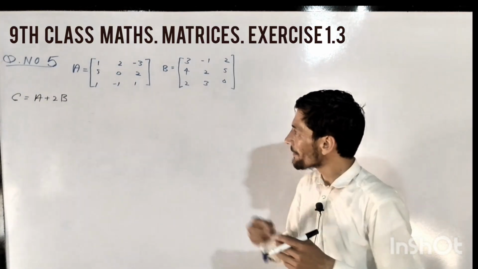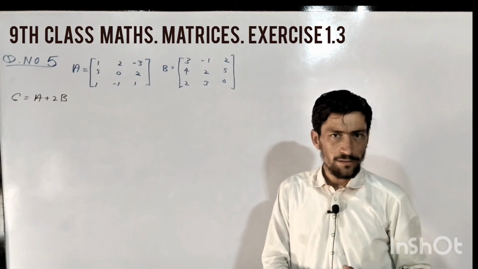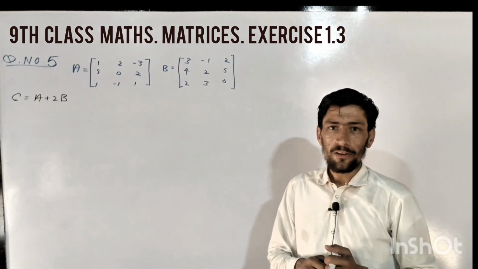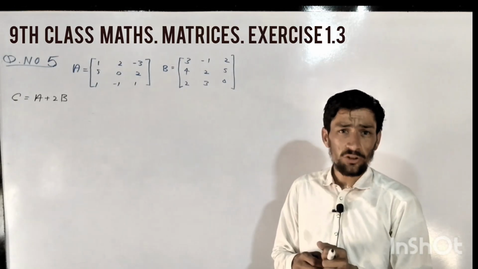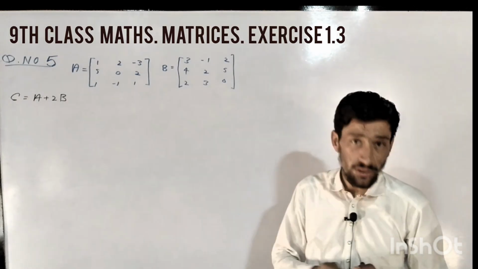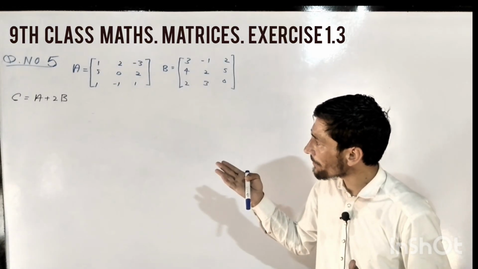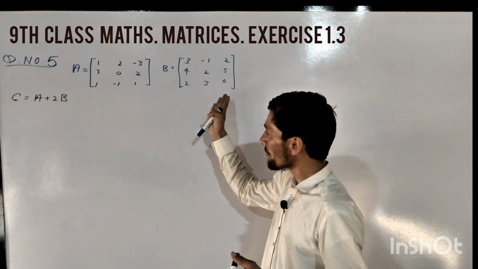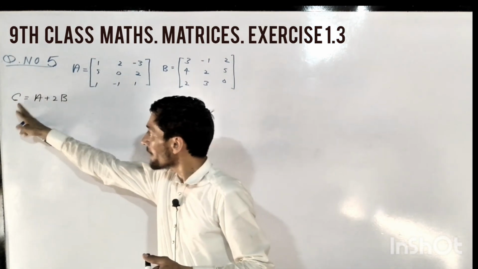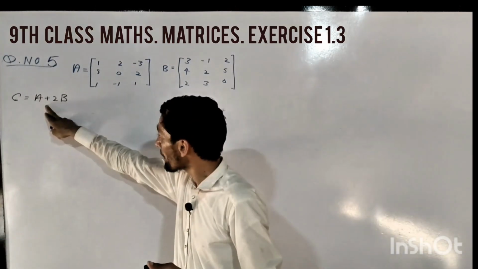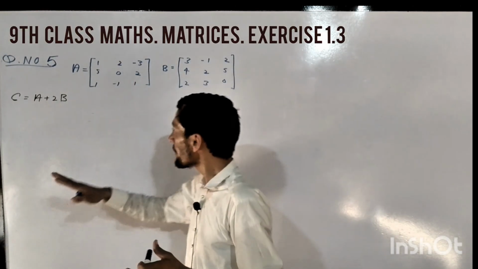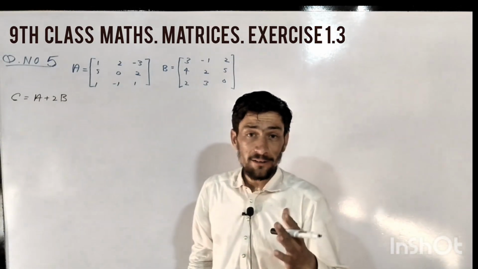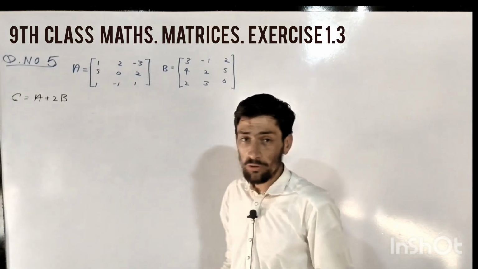So dear student, this is question number 5 and it is a little bit tricky and difficult, but I solved it in such a manner that you will not find any kind of issue while solving this question. So let's move to solve question number 5. They are asking us, if matrix A is equal to this and matrix B is equal to this, then find matrix C if the condition A plus 2B is equal to C applies. So we will multiply 2 with B. After that we will add matrix A, and the result matrix will be the value of C.